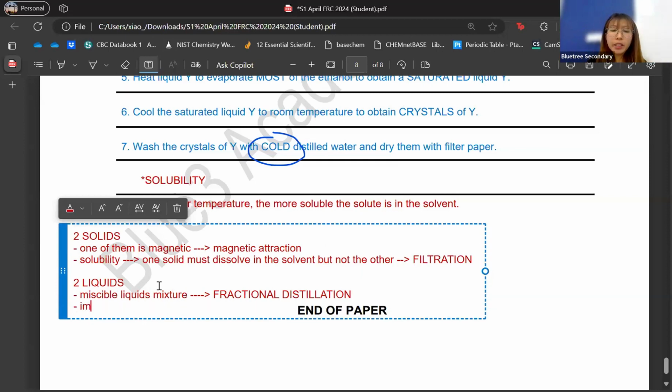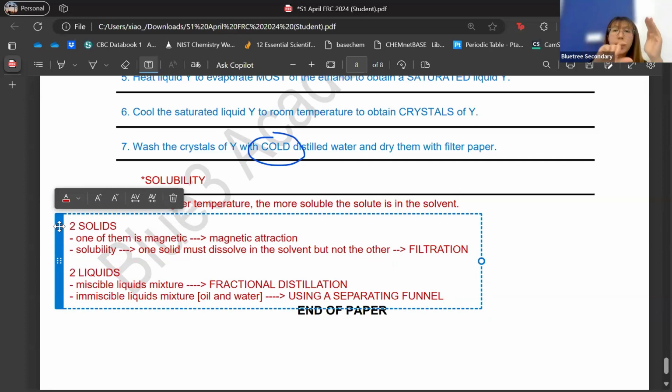Okay, so for the opposite scenario, which is what Teacher Bell mentioned earlier as well, if your liquids do not mix well, for example oil and water, you use a technique called a separating funnel. A separating funnel is just a container or a funnel that has a tap at the bottom. When you open the tap, the liquid at the bottom layer will drain out. When you only have the top liquid left in the funnel, you immediately close the tap.